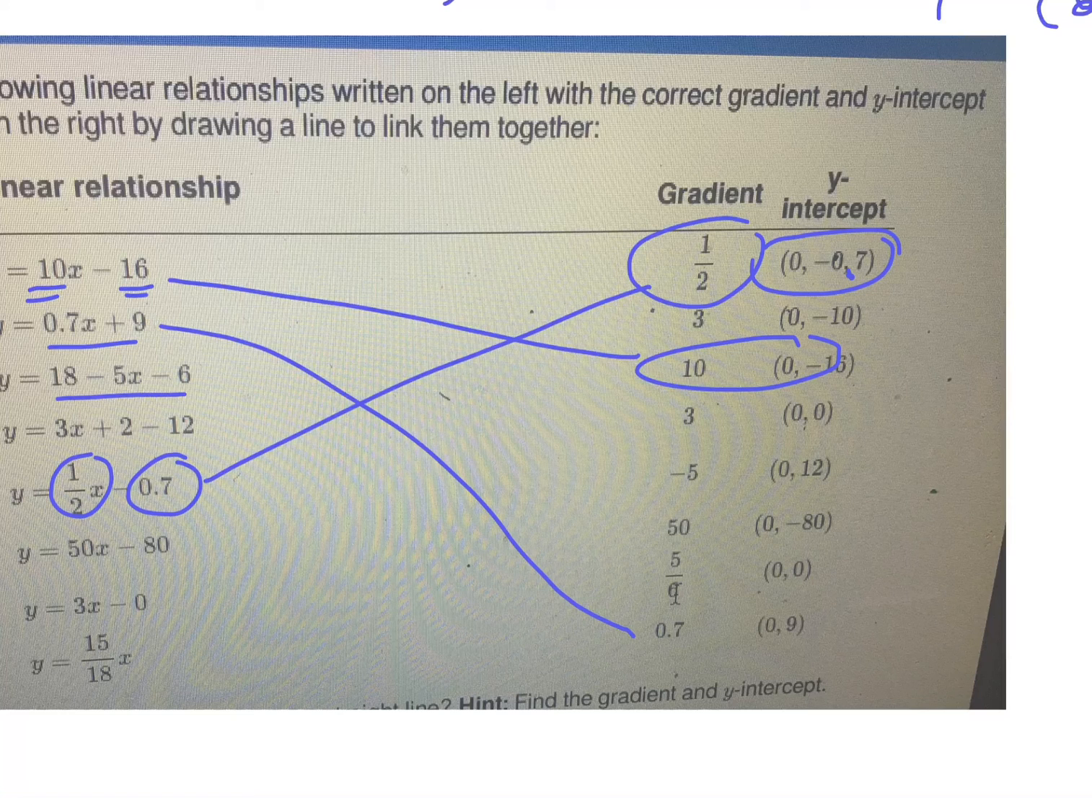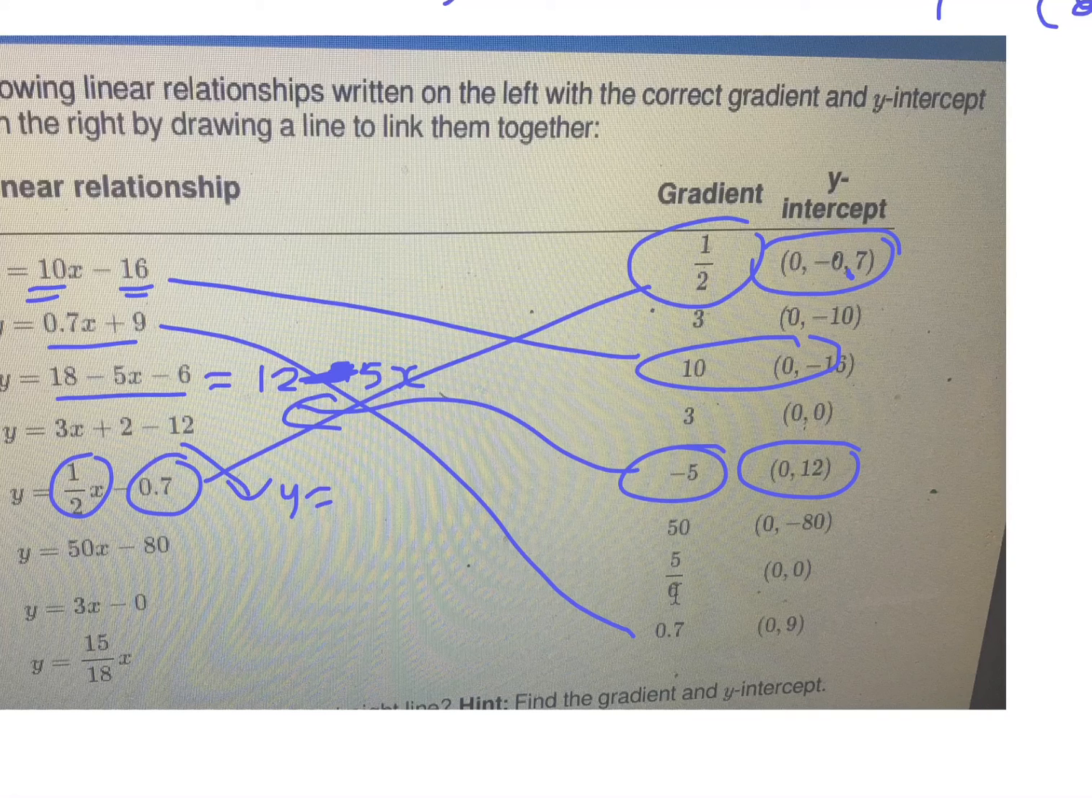That's that one. This one here, you need to simplify it. 18 minus 6 is 12. That's a trick. So it's a gradient of minus 5, y-intercept of 12. Oh, they've done it again, so you've got to simplify that. Plus 2 minus 12 is minus 10. Just be wary that you've actually got to get it in that form, so you've got to simplify first. 3x minus 10, so a gradient of 3 and a y-intercept of minus 10. That would be that one.